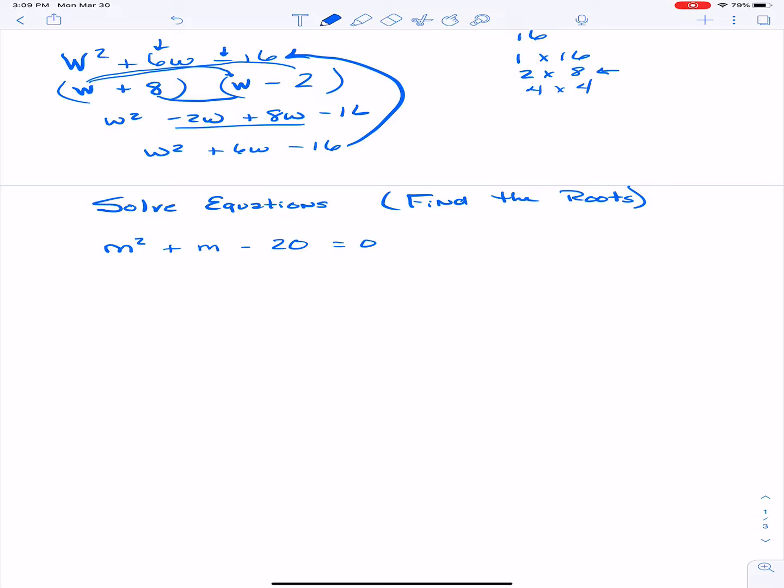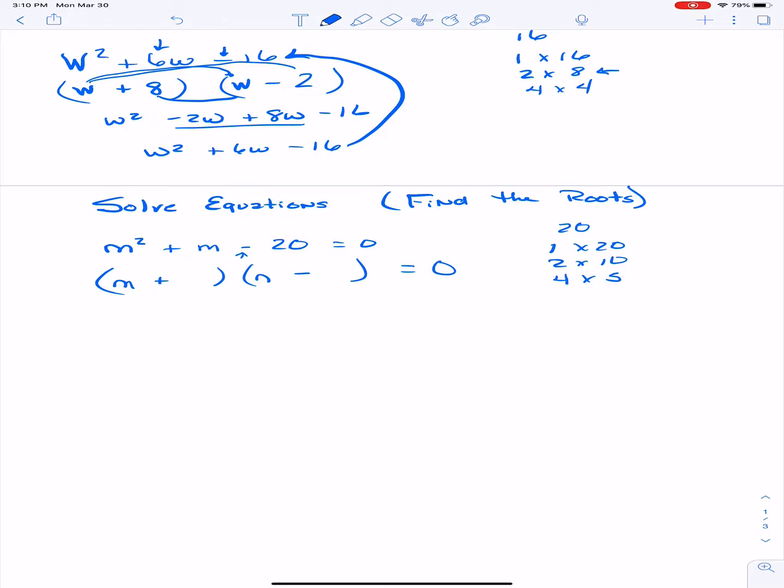So before I can solve this, I want to go ahead and break it down into its 2 binomials. So we know how we're going to make m and m. We have a negative here, which means that we have 1 positive, 1 negative binomial. And now let's find the factors of 20. We have 1 times 20, 2 times 10, 4 times 5, and that's all of them.